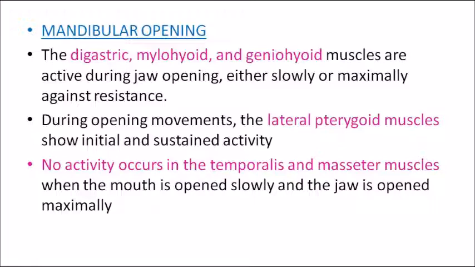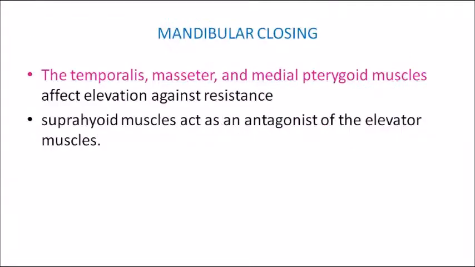So for mandibular opening, the muscles associated are your lateral pterygoid, then your mylohyoid, geniohyoid and digastric. Now coming to mandibular closing. For mandibular closing, except for lateral pterygoid, all the other major muscles of mastication, that is your temporalis, masseter and medial pterygoid, are associated with mandibular closing or elevation. Lateral pterygoid was associated with mandibular opening. So apart from lateral pterygoid, the other major muscles are associated with mandibular closing: medial pterygoid, temporalis and masseter.